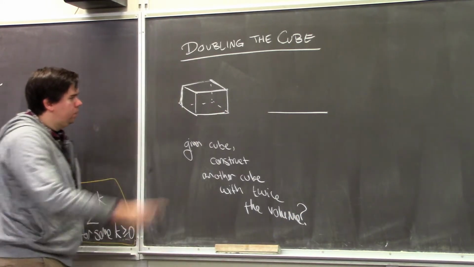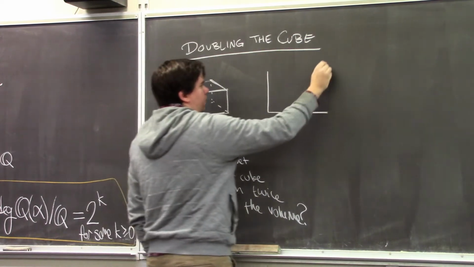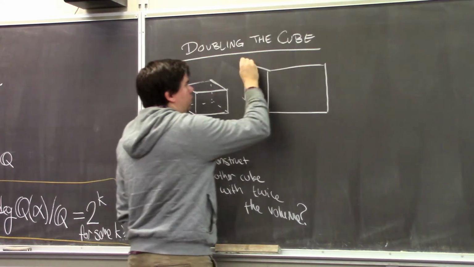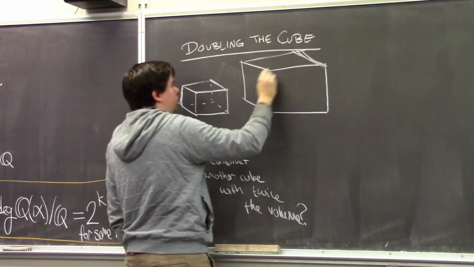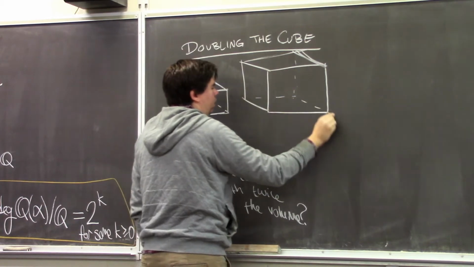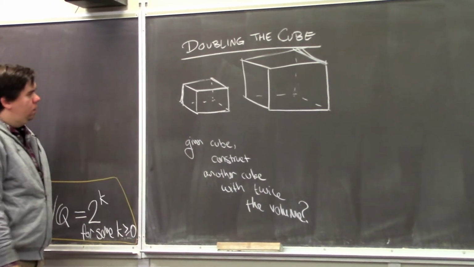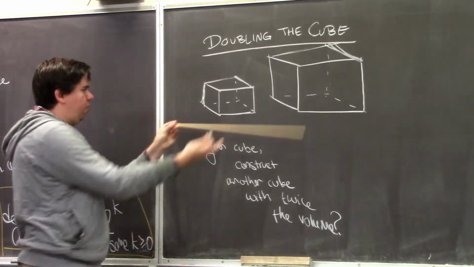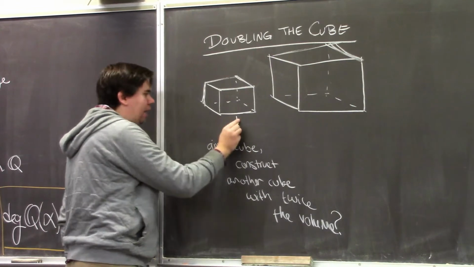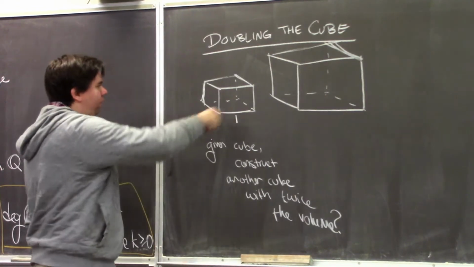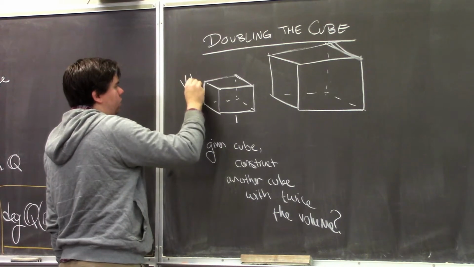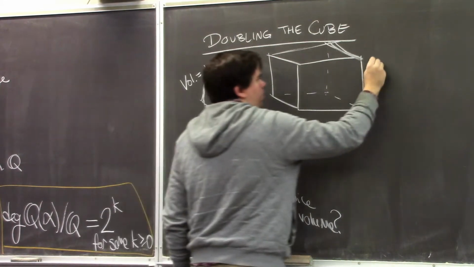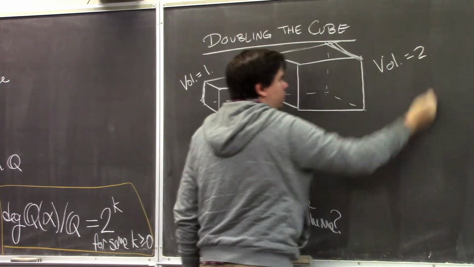So let's think about this. I'll try to draw it. It's going to be a little bit bigger, something like this. Okay, we're given some cube. We don't have a ruler, so we can't measure the length of the side. So we'll just say its side length is 1. And so the volume of this first cube is just 1, right? So I need to get the volume of my second cube to be 2.